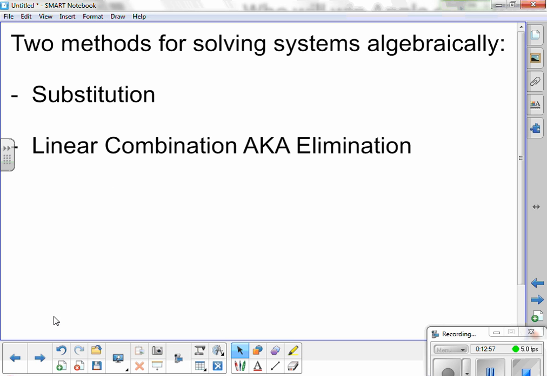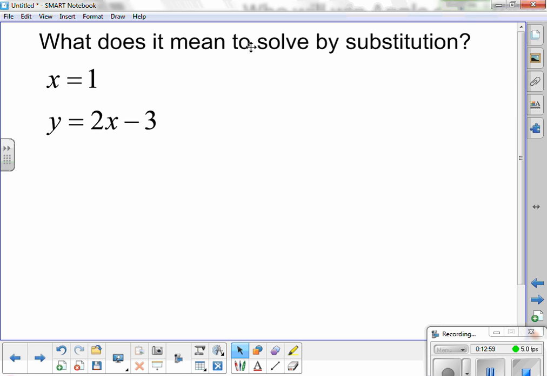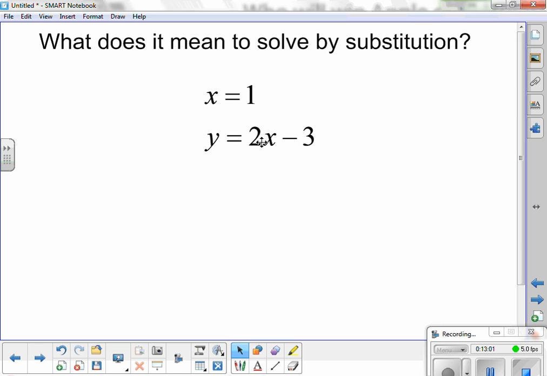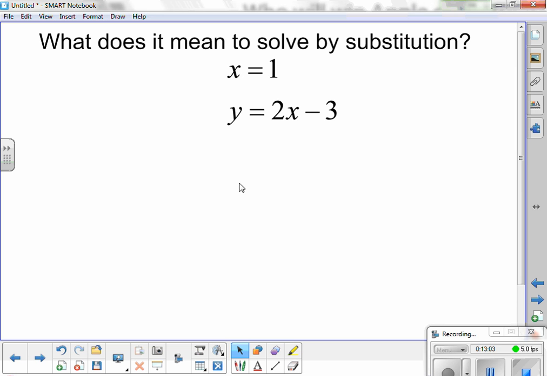So we'll go over substitution first. So what does it mean to solve by substitution? Now, you've actually done it before. We've done this when we were evaluating. So I used to give you guys equations like y equals 2 times x minus 3, and then I said, okay, what if x equals 1? What did you do with it? You basically said, okay, x is equal to 1, so I'm going to take this 1 and put it into the x spot because I know what x is. x is a 1, so it's going to go in this spot right here.